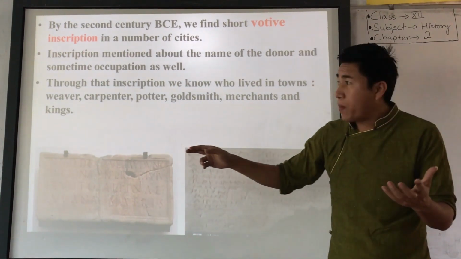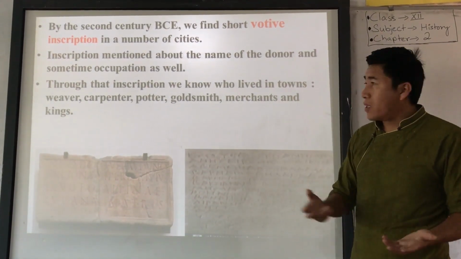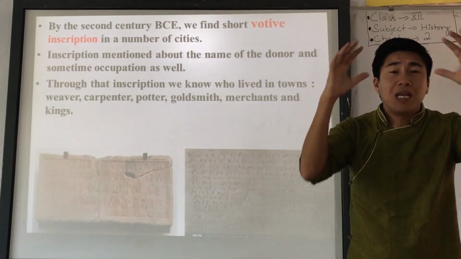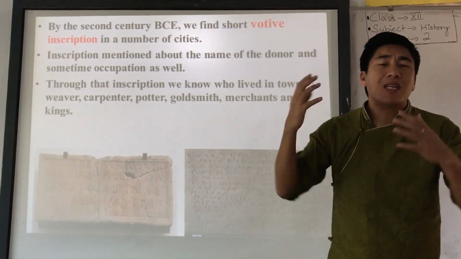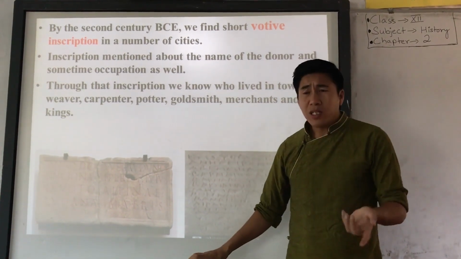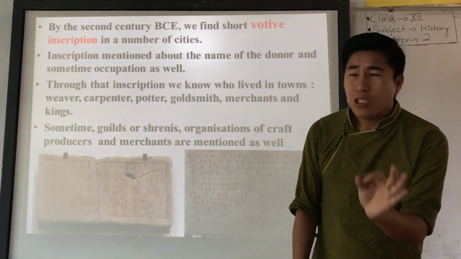Then carpenters, then potters, then we have goldsmiths, then we have ironsmiths, then we have merchants, then we have the king. Those kinds of people, a group of people, lived in the urban center. We know about these through the various inscriptions. Understood?